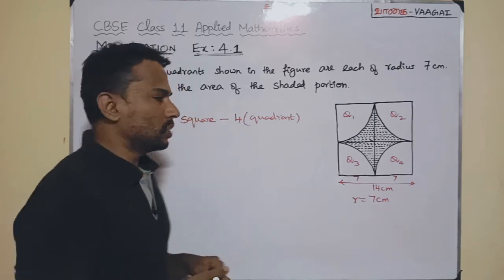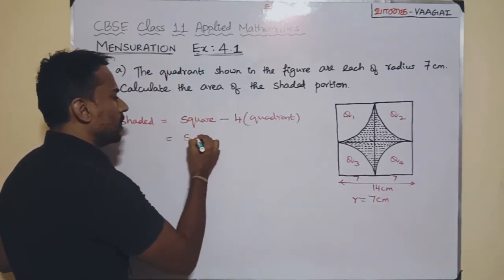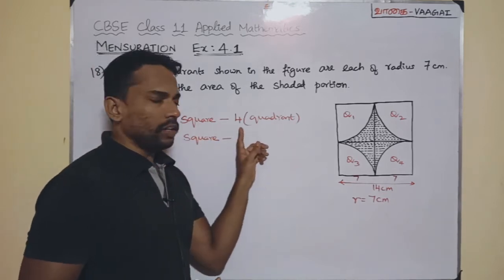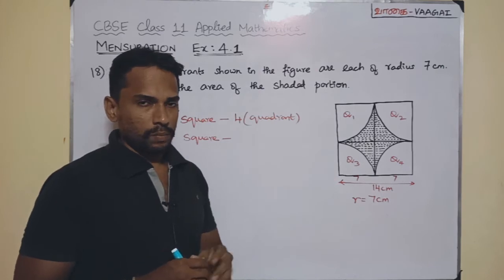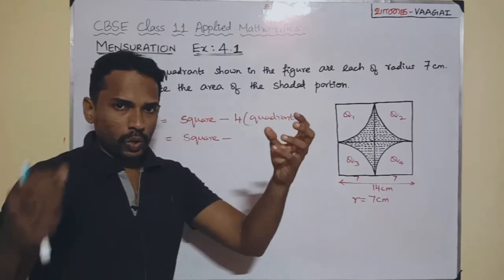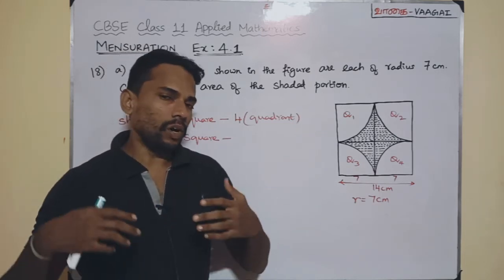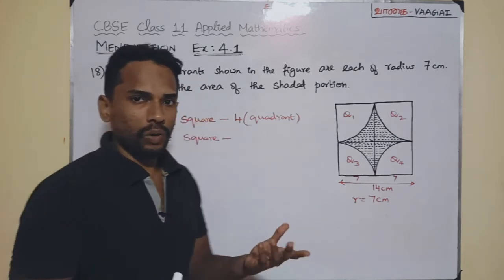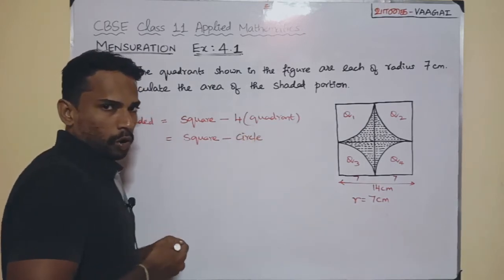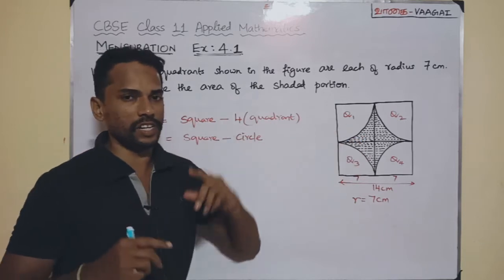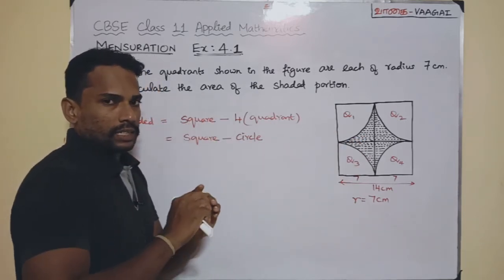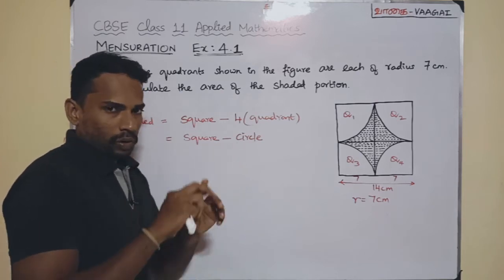Now once again, the square area is very simple. And minus, now what can you think about the four quadrants? One quadrant is a quarter portion of a circle. Now if four quarters come to join, what will we get here? We will get one full circle. That's it. Very simple, right? That means this problem is going to be very simple. To get the shaded region area, we just need to take the area of the full square and subtract the area of one full circle from it.